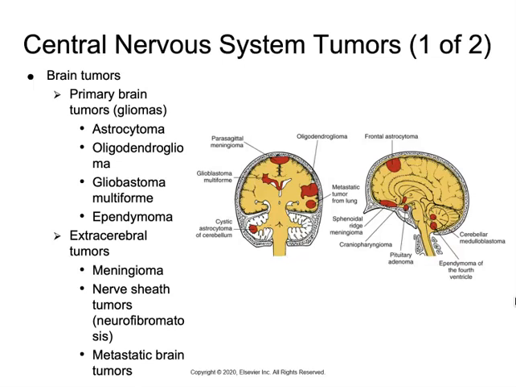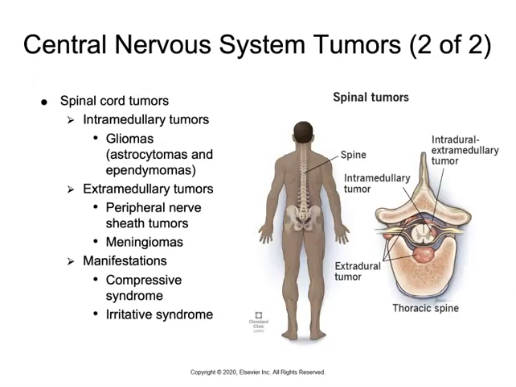Extracerebral tumors can occur outside of the brain tissue, such as meningiomas, which are going to arise from the meninges, and nerve sheath tumors, which are seen in neurofibromatosis. And we can also have metastatic brain tumors that spread from cancers in other organs, such as the lungs or the breasts. And we have to discuss spinal cord tumors that could be classified based on their location.